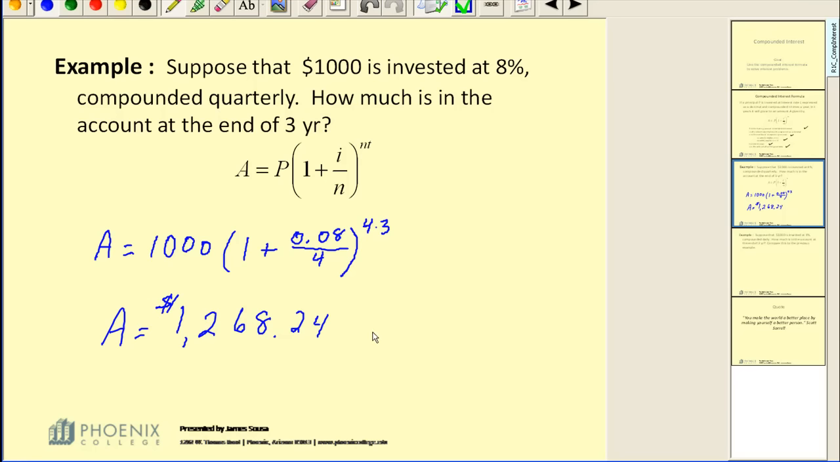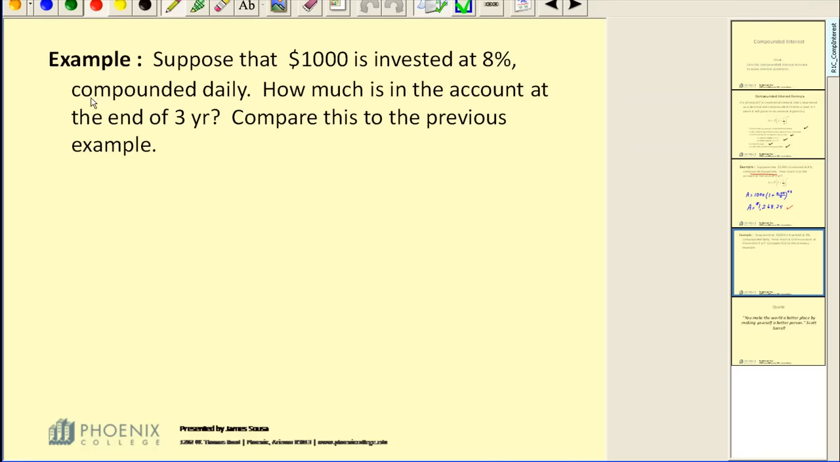Now the next example, what I want to do is compare what is going to happen to this balance if we change just one condition. We're going to change how often it's compounded. Instead of compounded quarterly, let's take a look at what we're going to do if it's compounded daily. Same starting amount, same interest rate, same amount of time. And we'll see the difference.